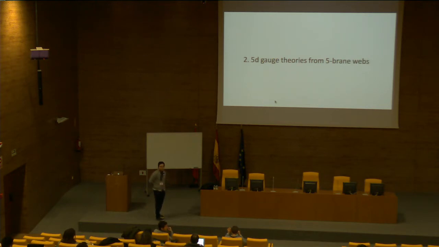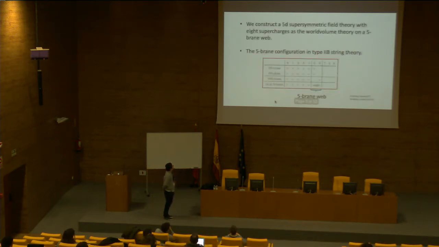Let me first review the basics of the construction of 5D gauge theory by using a 5-brane web diagram. We are going to construct a 5-dimensional gauge theory with 8 supercharges as a world-volume theory on a 5-brane web diagram. A 5-brane web diagram is a configuration which consists of various types of 5-branes, like D5 brane and NS5 brane, and also a (p,q) 5-brane. A (p,q) 5-brane is a bound state of p D5 and q NS5 branes. We also introduce an orientifold 5-plane.